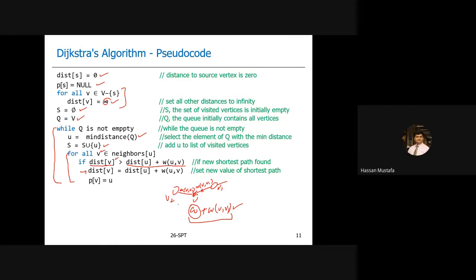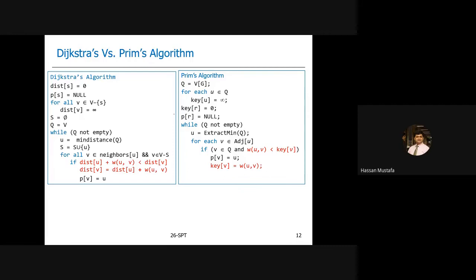So that's the entire algorithm. It's very similar to Prim's algorithm. In fact, if you see them side by side, the only difference between these two algorithms is these red lines. In the if, what we do in Prim's algorithm is we just compare the cost of the current edge with the previous key.